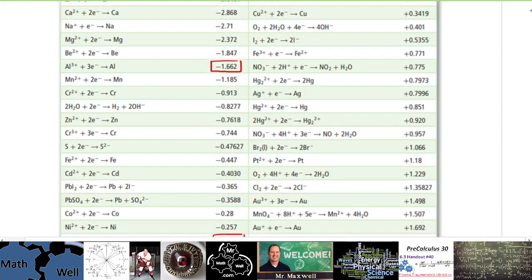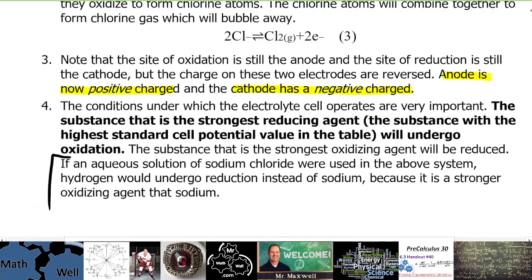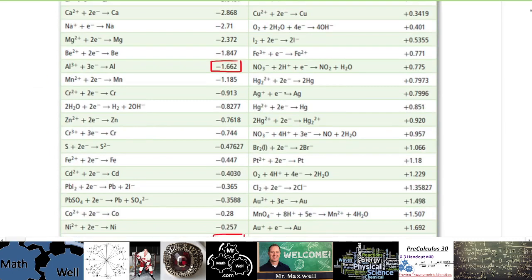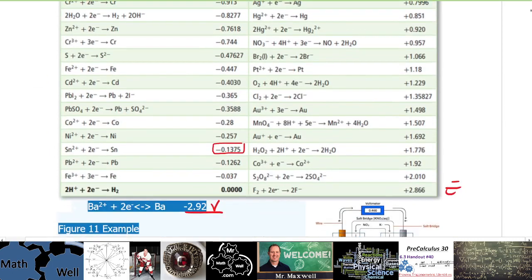So the highest number in this table, okay, the ones down here, the substance, the strongest reducing agent, will undergo oxidation. Okay. So that's going to actually lose electrons. All right. So if we go back to the table, these really want to gain electrons, but when we apply electricity in an electrolytic cell, they really want to lose electrons. Okay, they really want to undergo oxidation.